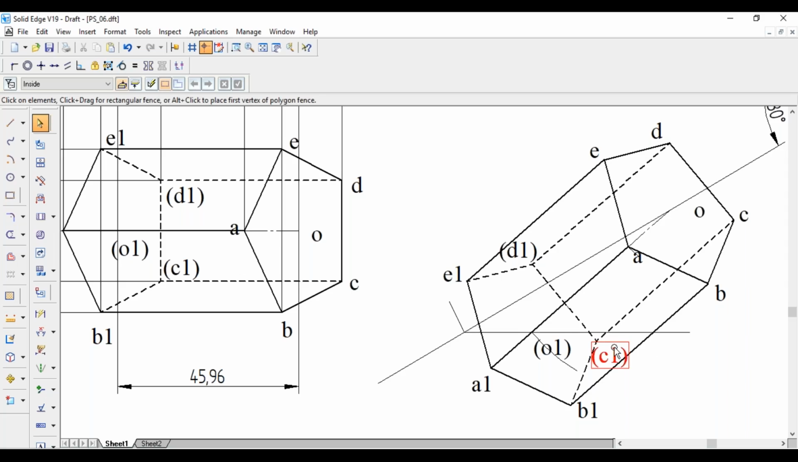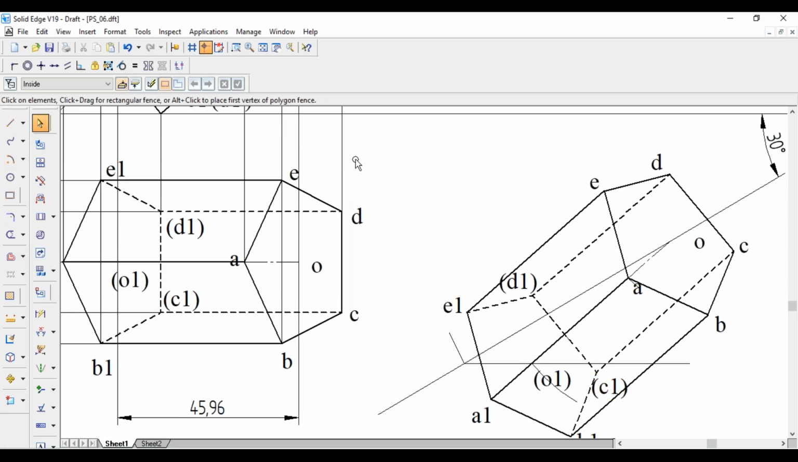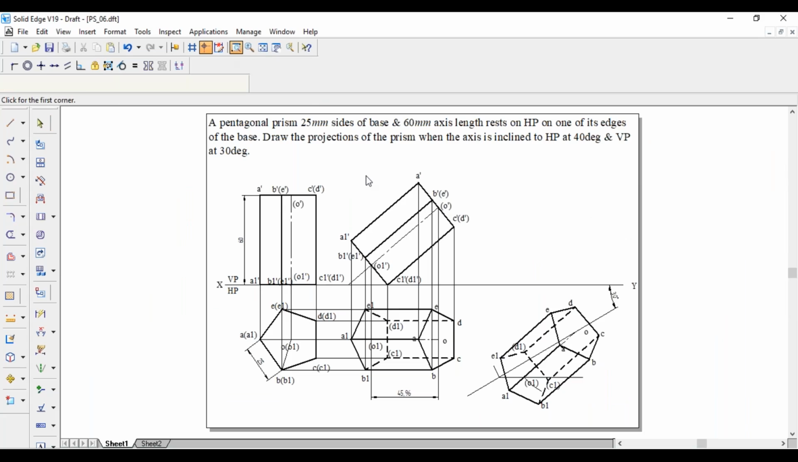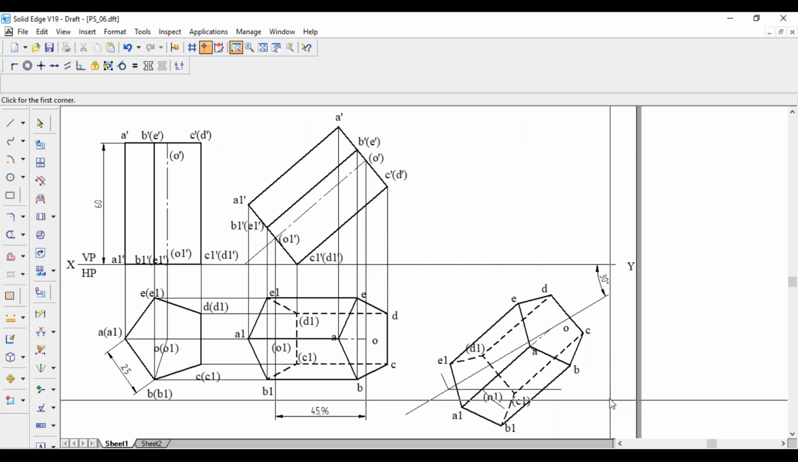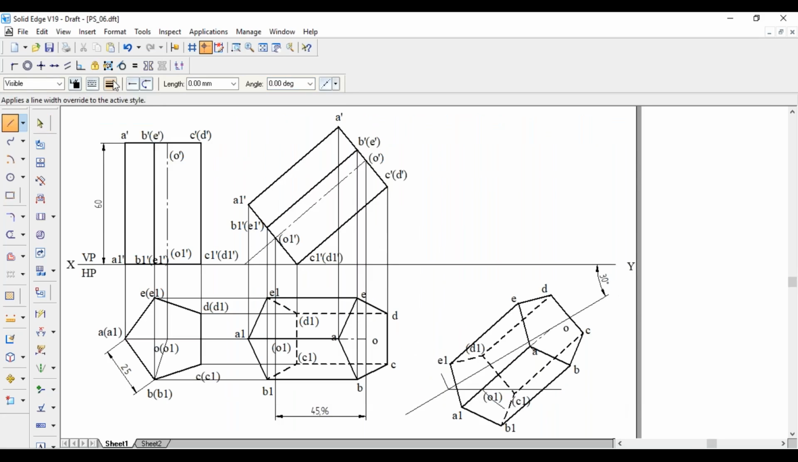This completes the top view. Moving to the front view, for that one, we'll project the lines. Horizontally first we will finish.